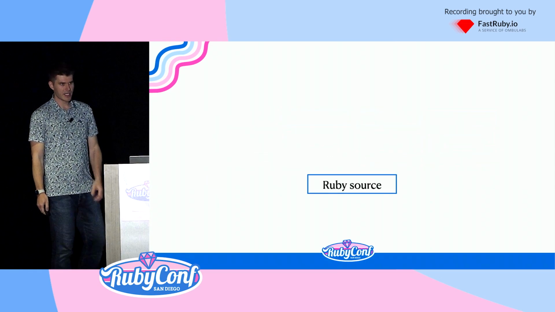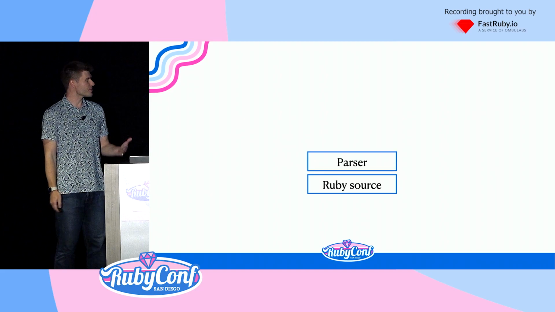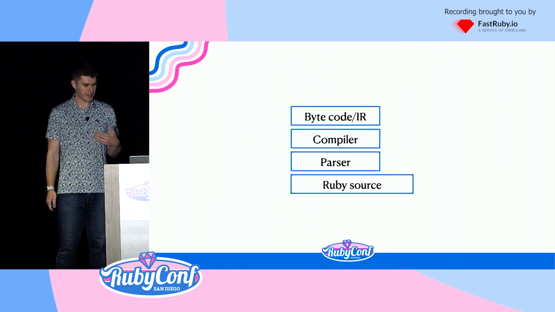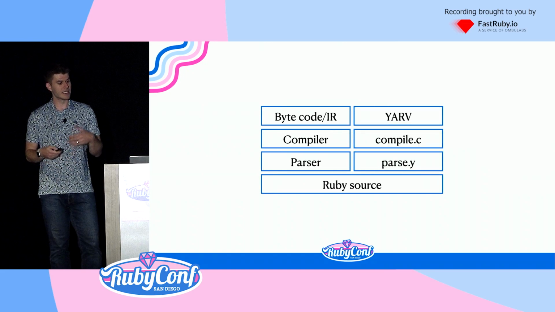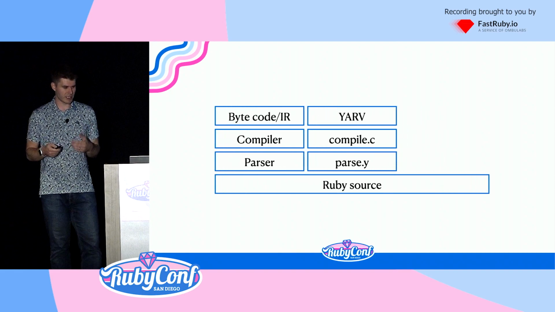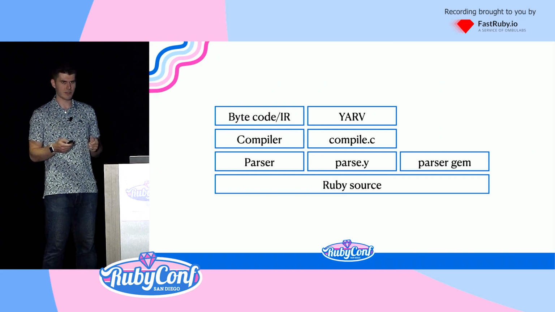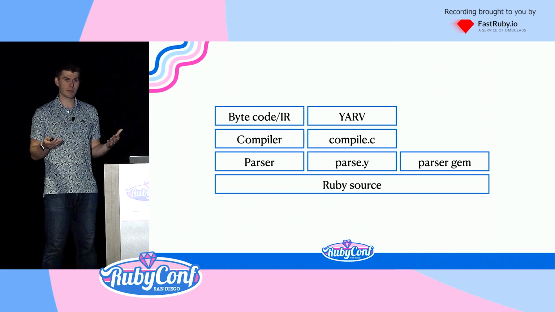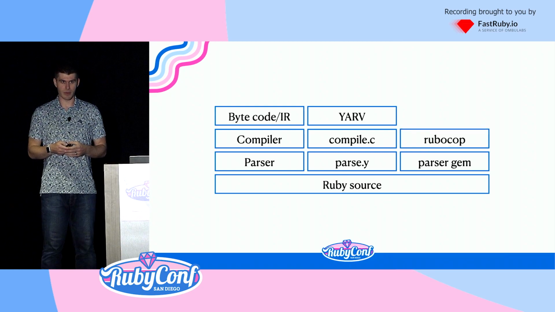Okay, so let's do the same thing, except instead of Ruby runtimes, let's talk about tools. We have a Ruby source, we have a parser, compiler, and bytecode. We'll fill this in for CRuby again. We have parse.y, compile.c, and YARV. Let's fill this in for the tools that we know and love. For instance, the parser gem. This is the whitequark parser gem. It's written in Ruby. It uses a parser generator, and it provides the ability for you to access the syntax tree. RuboCop is built on the parser gem.